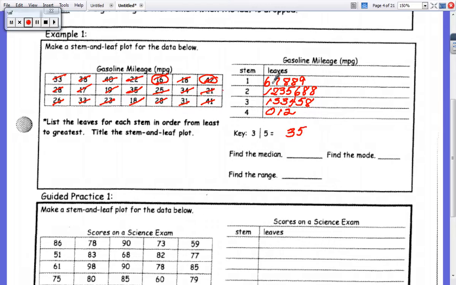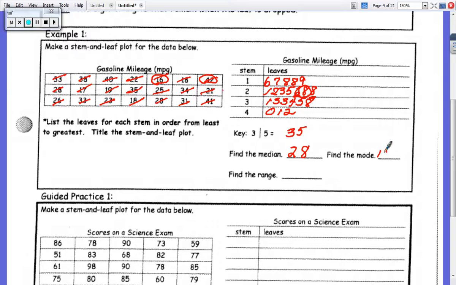Finding the median, you count from the front and then you count from the back, and where those meet you would have the median. So we have 1, 2, 3, 4, 5, 6, 7, 8, 9, 10. Okay, that gets us to the 10th number. And count backwards. 1, 2, 3, 4, 5, 6, 7, 8, 9, 10. And there's coming the other way. So the middle number or the median is 28.